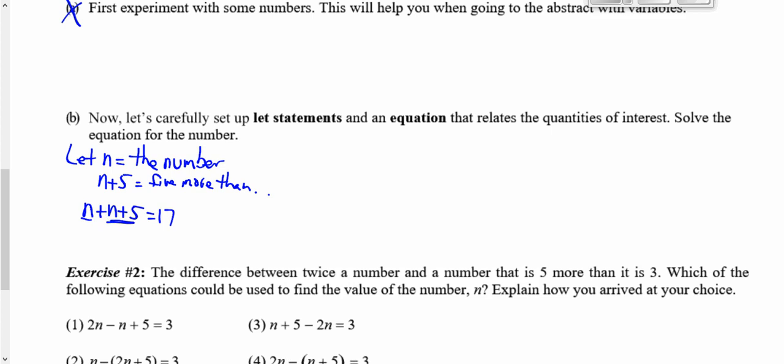Combine like terms. What do we get? 2n plus 5 equals 17. Subtract 5 from both sides. And you get n equals 6. Well, first we get 2n equals 12, right? The number is 6.